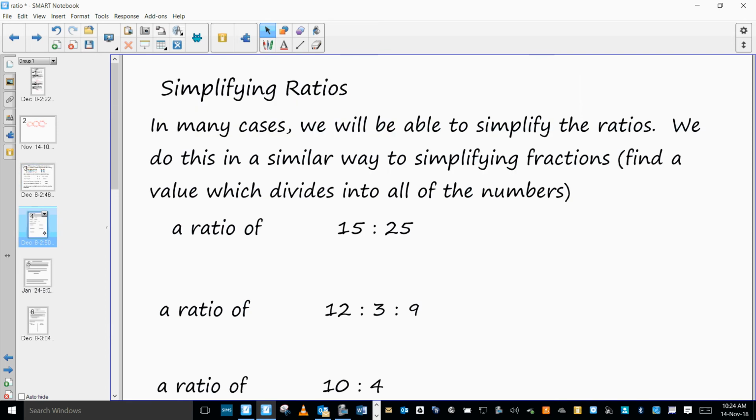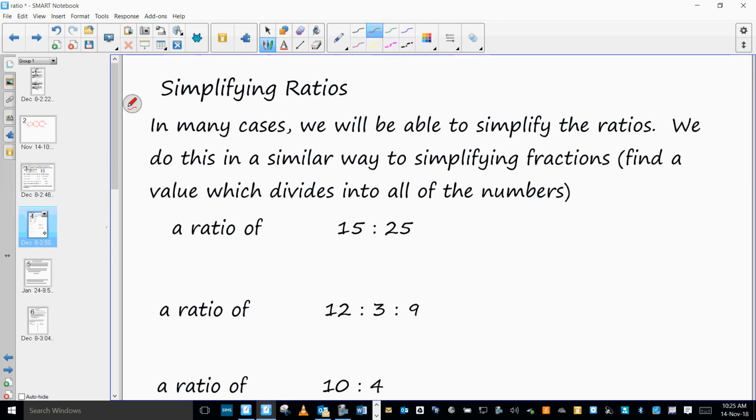Simplifying ratios. In many cases we'll be able to simplify the ratios. You do this similarly to simplifying fractions. In other words, you're finding a value that divides into all of the numbers. The trickier one comes in when there's 3 numbers, but it's the same principle. Your calculators can help you, especially if you've got the little baby ones still. You can just put it in as a fraction, press equals, and it will simplify it for you. But let's not jump straight to the calculator.